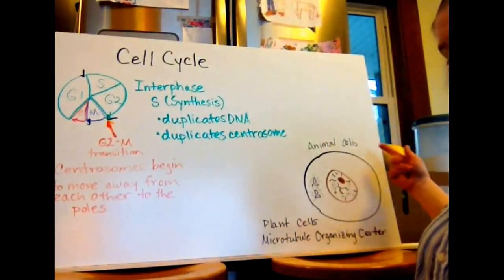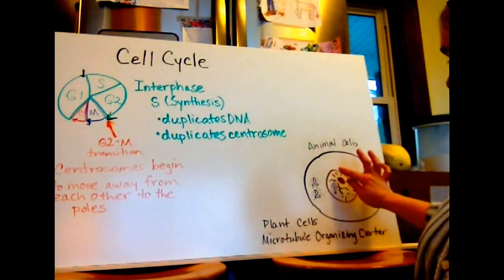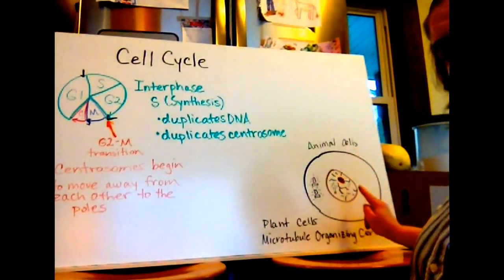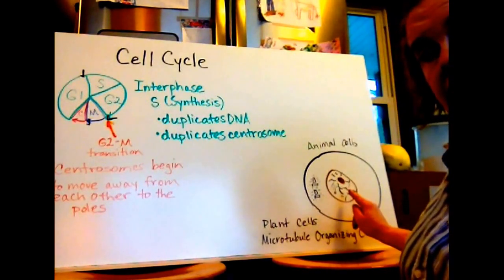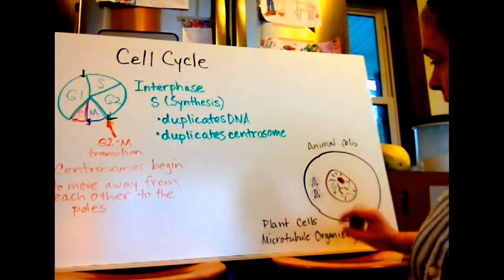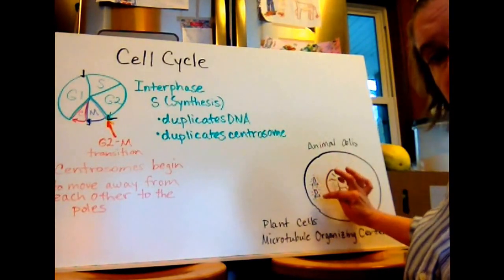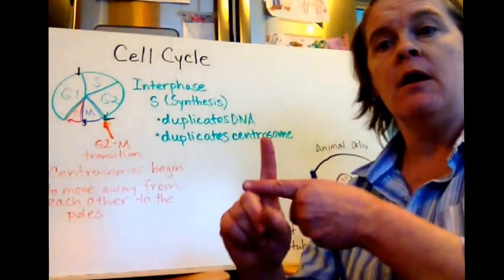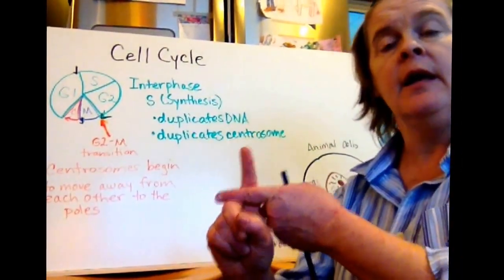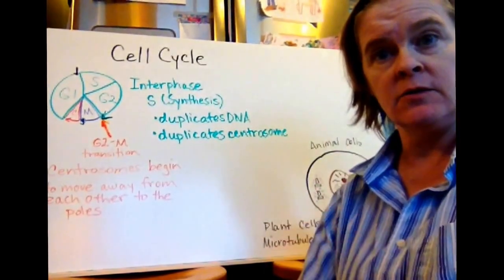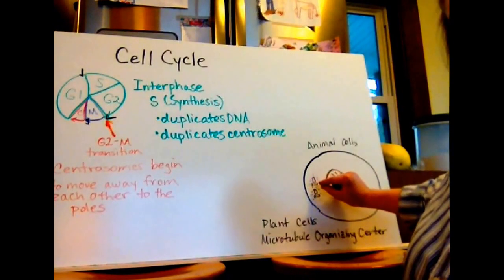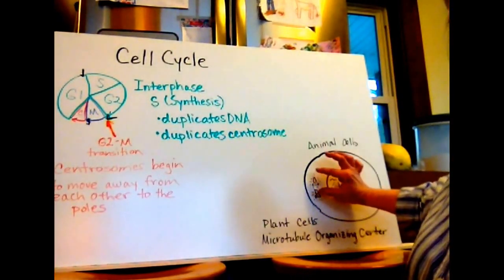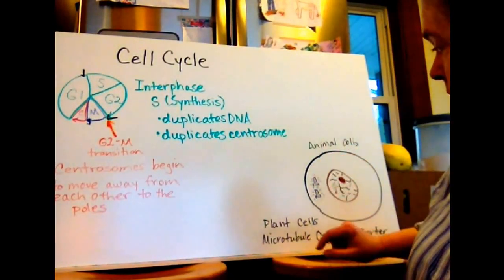So here we see an animal cell and the nucleus with the chromatin, a thread-like material of the DNA, and the nucleolus. Here we have two centrioles. The centrioles are at right angles to each other, and two centrioles make a centrosome. The two centrosomes are beginning to pull away from each other towards the poles.